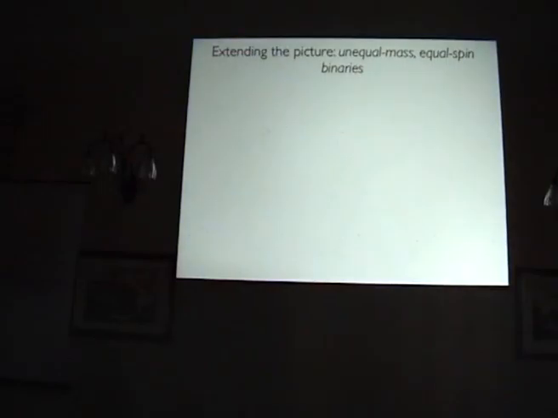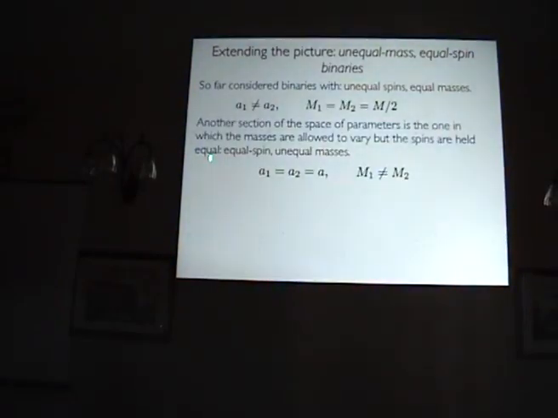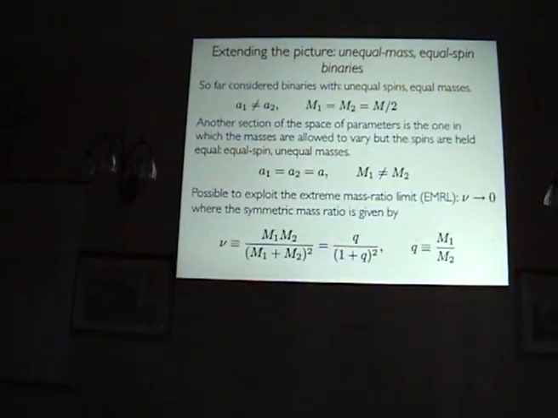Now we go into a different direction of the space of parameters. We consider unequal mass but equal spin binaries. Okay? Again, still talking about just two dimensions is easier if you want to do things. So, so far I considered A1 different from A2, but the two masses being the same. Now I consider A1 equal A2, but the masses being different. Okay? And in particular, I introduce this parameter nu, which is this symmetric mass ratio. And nu goes between 1/4 and 0.